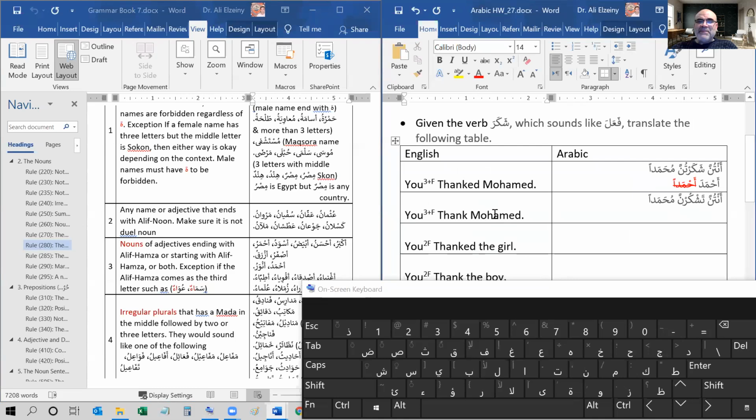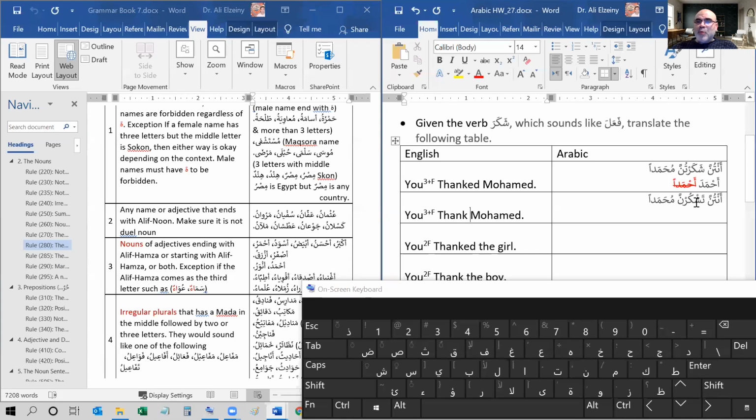You think, Muhammad. So what is the difference between this number 1 and this number 2? The difference is that in number 1, it is thanked, so it's a past tense. And number 2, it is thank, which means it's a present tense. So everything is the same except it's present tense. So the only thing that will change is the verb. So I copy this here and I change the verb.